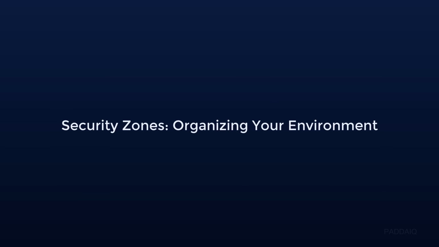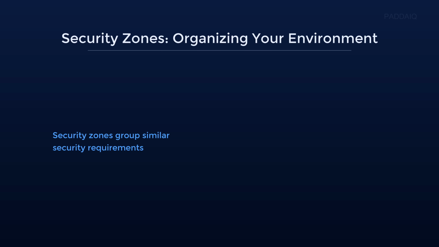Security zones, organizing your environment. Security zones group similar security requirements. This means you can organize your cloud landscape into areas with matching protection levels. For instance, place development and testing sub-accounts in one low-security zone, while production systems reside in a separate high-security zone. This structure ensures consistent and appropriate security controls are applied across your environment.